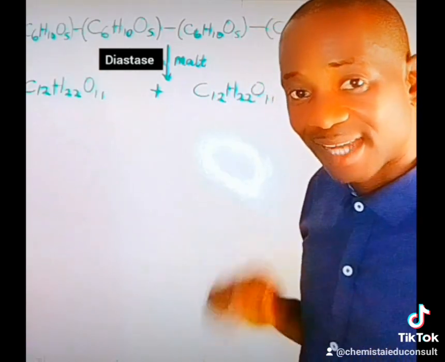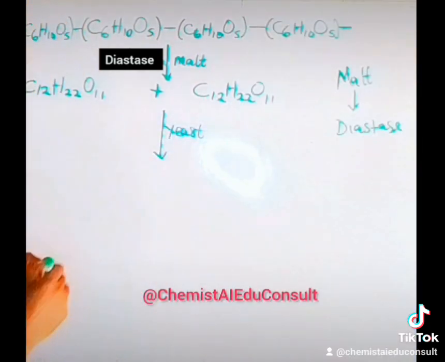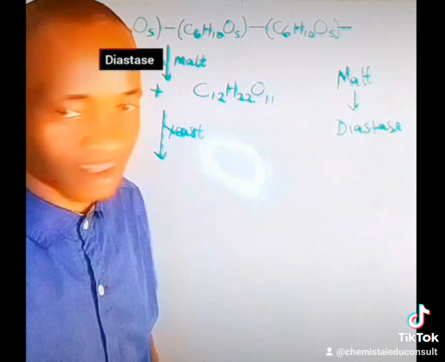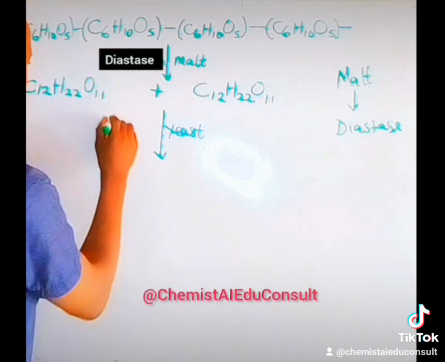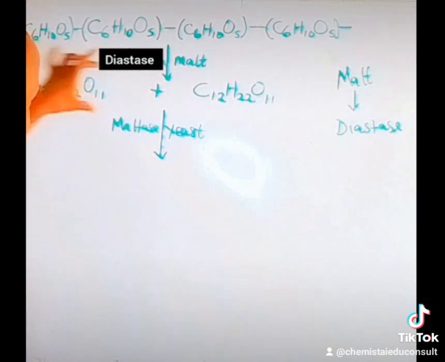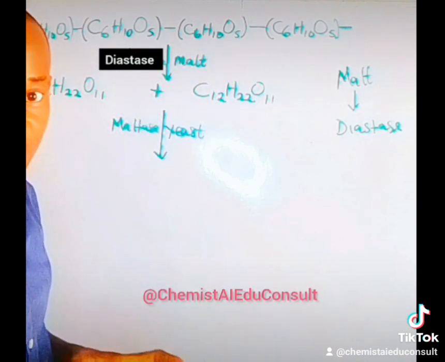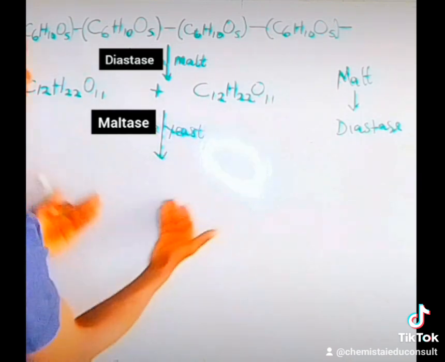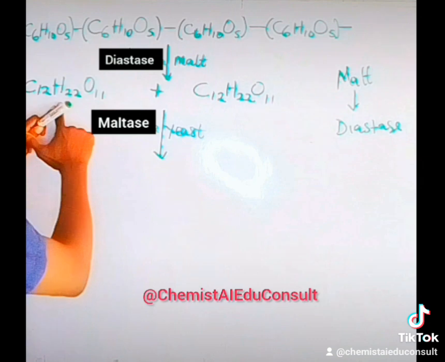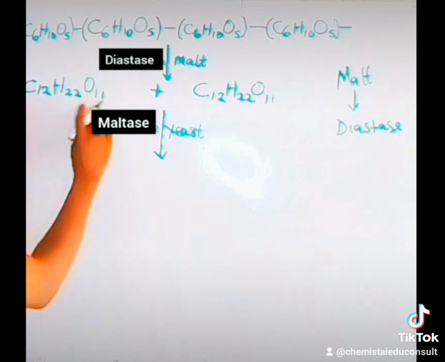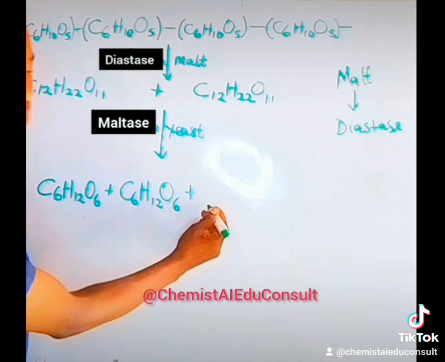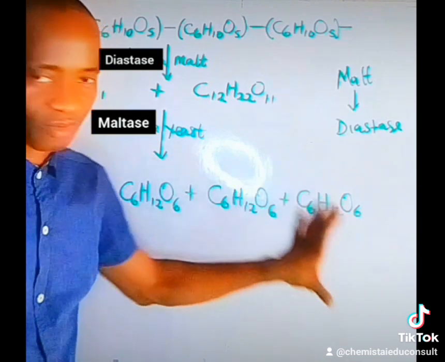The next is addition of yeast. And yeast contains 2 enzymes, maltase and zymase. So first of all, maltase from yeast is going to break down the disaccharides into monosaccharide. That is, the maltose will be broken down into glucose. This particular maltose will be broken down into 2 glucose molecules, plus this one will be broken down into 2 glucose molecules also. So these are the glucose molecules.